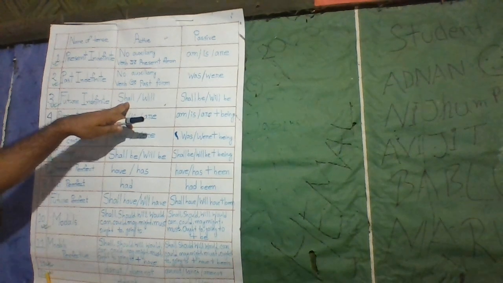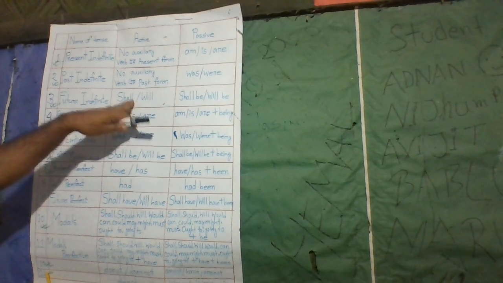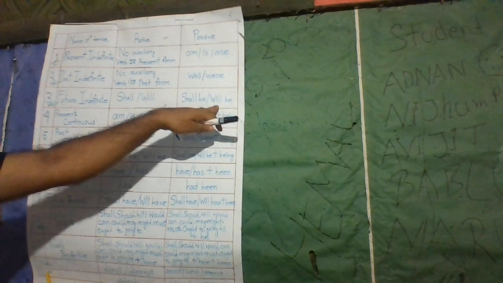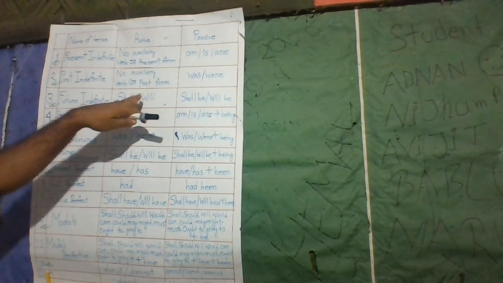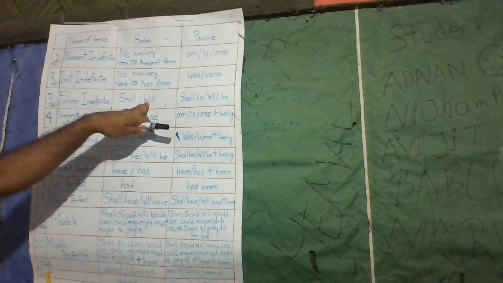Number three, future indefinite. In future indefinite tense, we have shall or will as the auxiliary in the active sentence. And when you go to make it passive, you have to use shall be or will be. Extra be will be added. You will find shall or will in the active sentence. You have to add extra be there to make it passive.